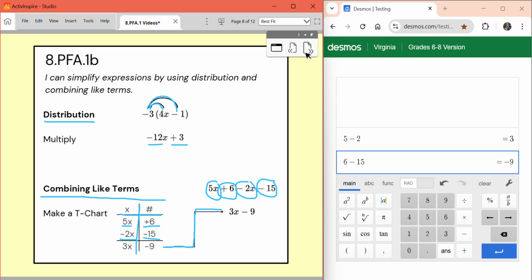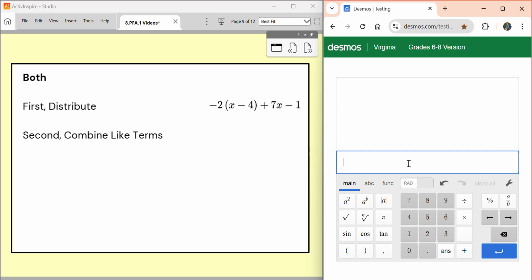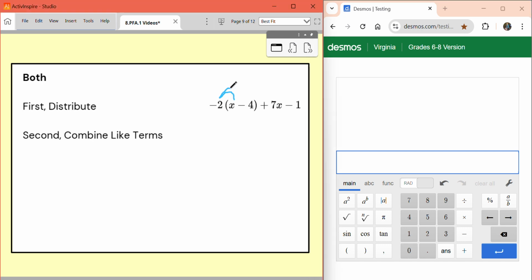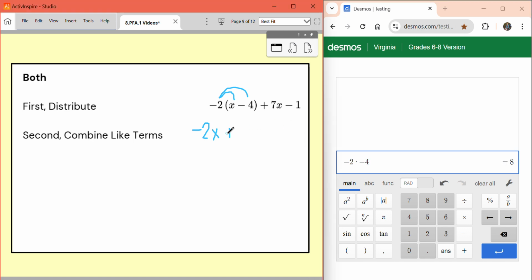Okay. The time that this gets a little bit trickier is if you have to do both, because you have to remember the order to do this work in. So the first step is distribute. So I'm going to do -2 times x, which is just going to give me -2x. And then I'm going to do -2 times -4, which gives me +8. Now, I'm not done.